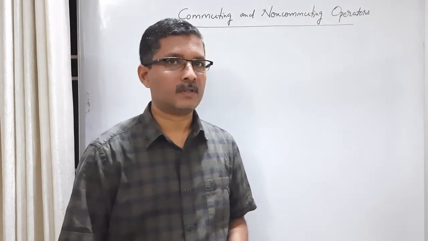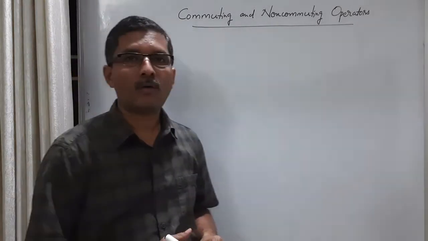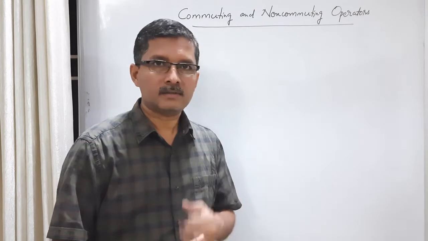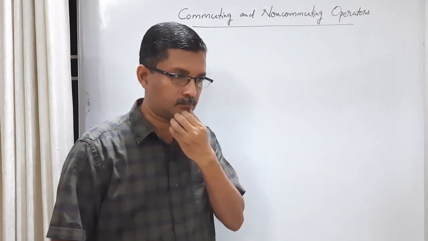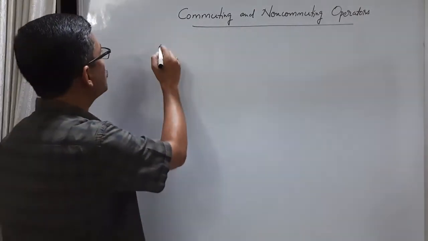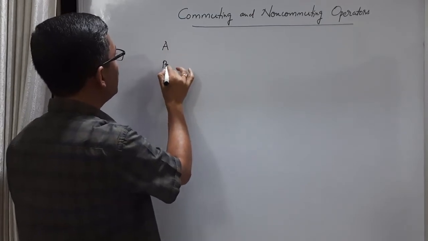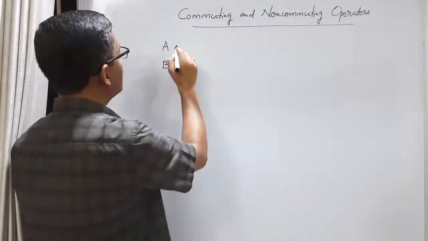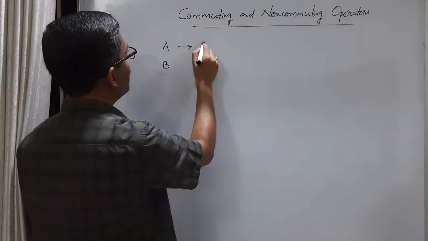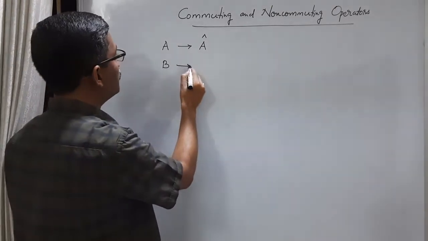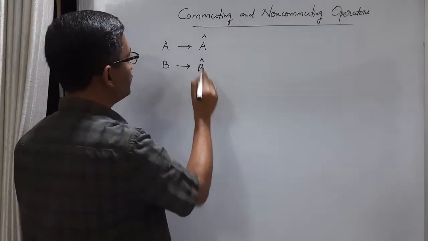Our next topic is commuting and non-commuting operators. So the idea is this. Suppose we have two physical quantities A and B. Then corresponding to A we have an operator, let us use the symbol A cap. Corresponding to B we have this operator B cap.